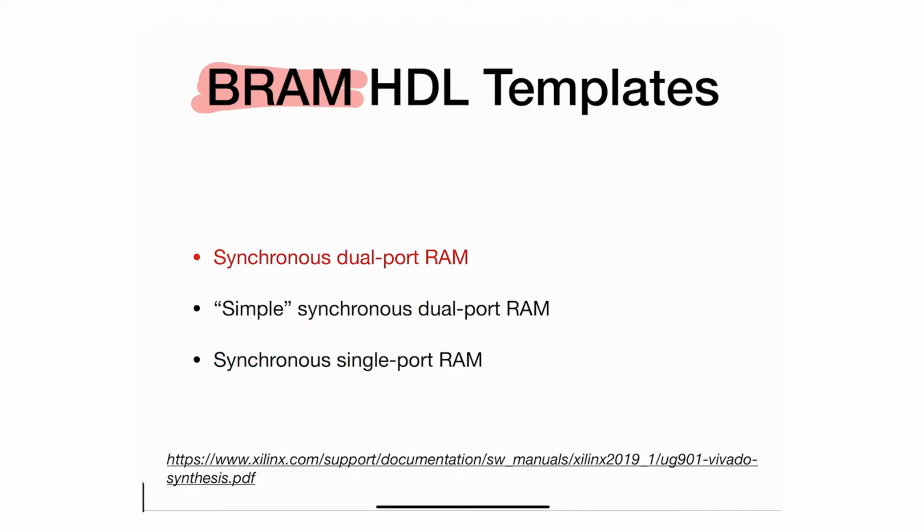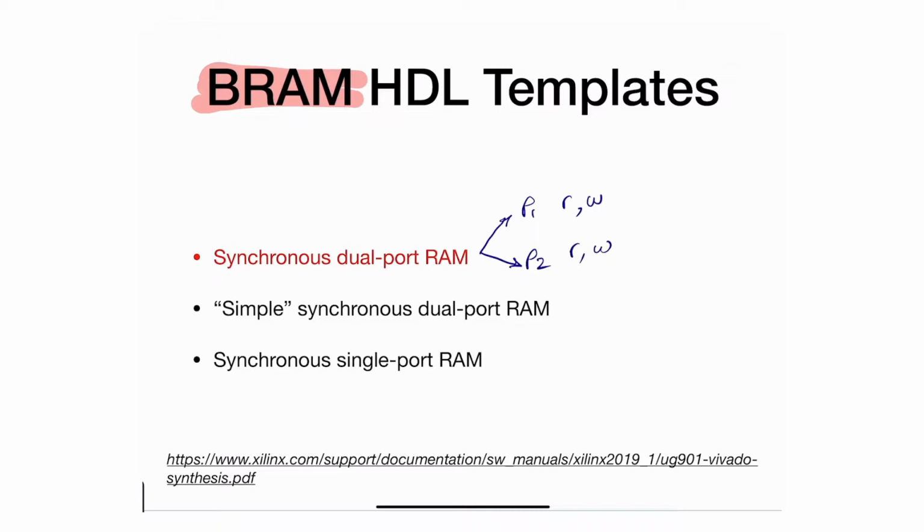The first one has 2 ports. Dual port means it has 2 ports, and really, it's the most generic of the three. So it has port 1 and port 2. Port 1 can be read or write. You can use it for read and you can use it for write, but you can only use it for one of the operations at a time. And the second port, port 2, you can also use for read and write.